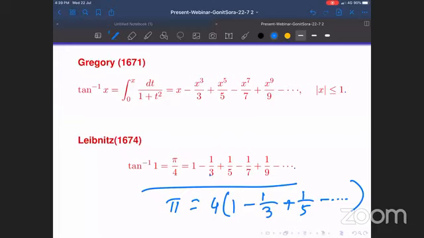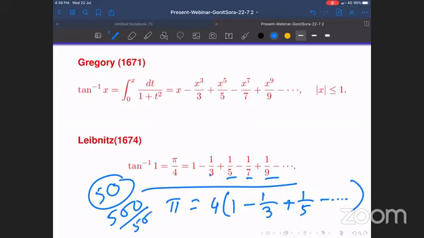But the denominator of this infinite series increases only by 2. That means it is 3, this is 5, this is 7, this is 9, next would be 11, 13, etc. So it increases only by 2 units. Therefore, about 50 terms will be required to find the value of pi up to only one decimal place. Similarly, 500 terms will be required to get the value of pi correct to two decimal places, and similarly 5000 for three decimal places. So this is a very slowly converging series.